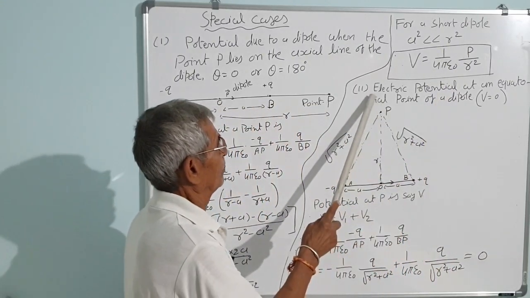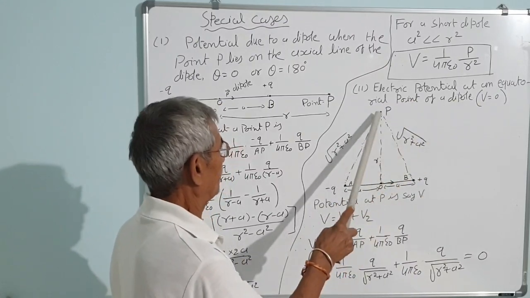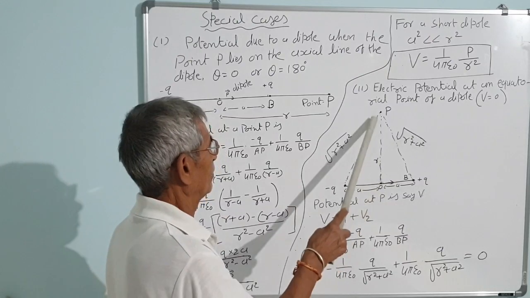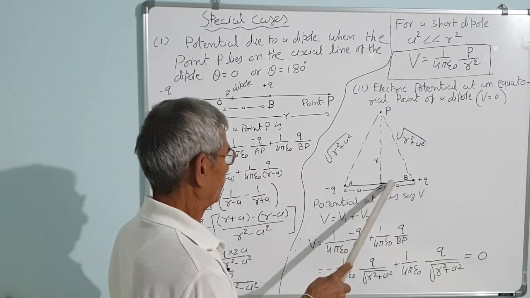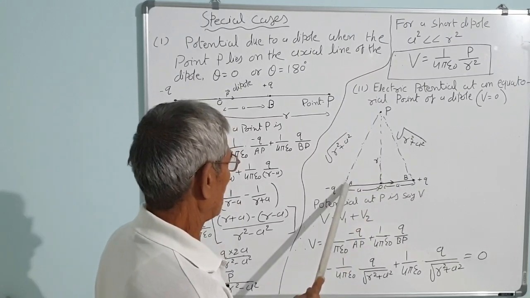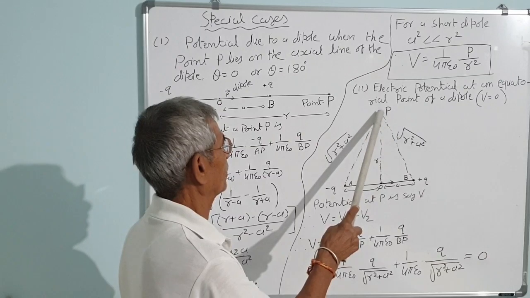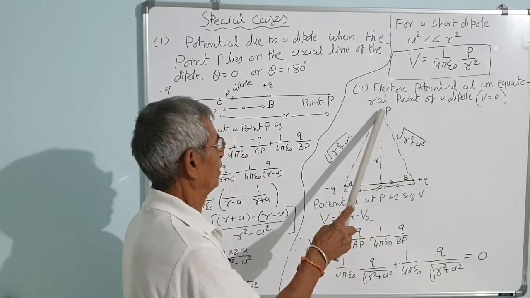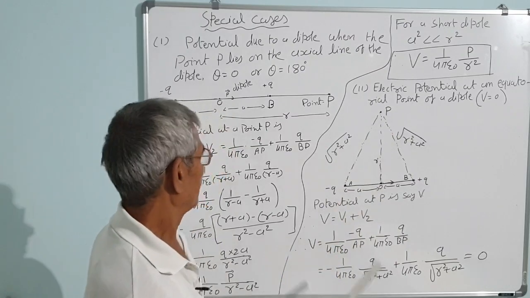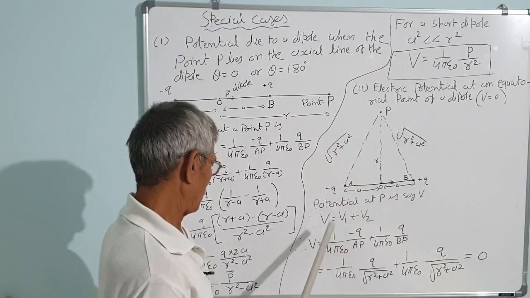Next case, electric potential at an equatorial point of a dipole. P is on the equatorial line from the center O of the dipole. Consider a dipole AB consisting of charges minus q and plus q. We want to calculate the potential at P due to the minus q charge and due to the plus q charge on the equatorial line. The potential is equal to V1 plus V2.